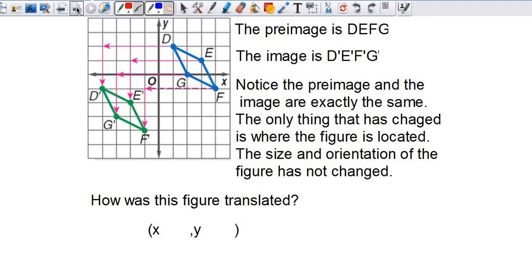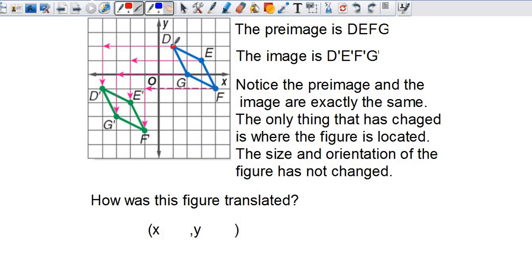So, for the first one here, it talks about the preimage being D, E, F, G. The image is D apostrophe, E apostrophe, F apostrophe, and G apostrophe. So whenever you see that apostrophe, that's the new image, right? So we want to figure out how it's translated. To do that, we just pick any point from the original preimage and figure out how it moved to get to the image.